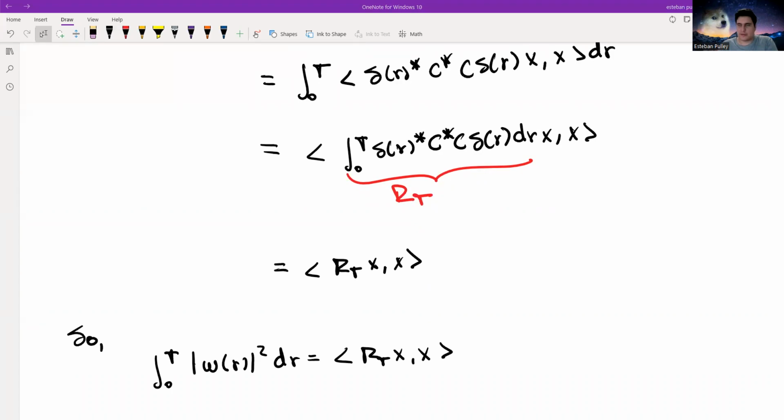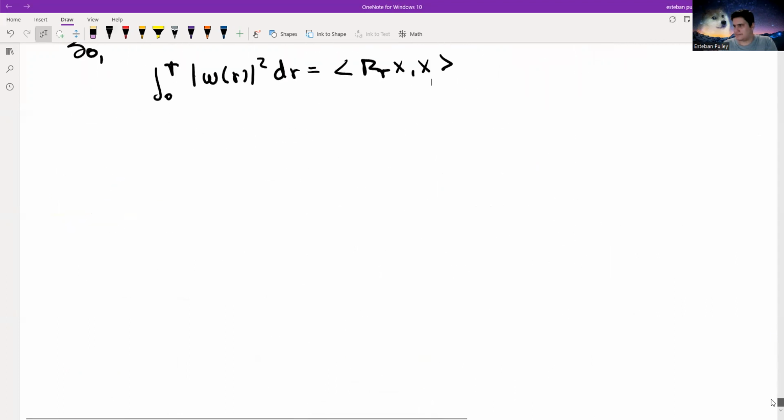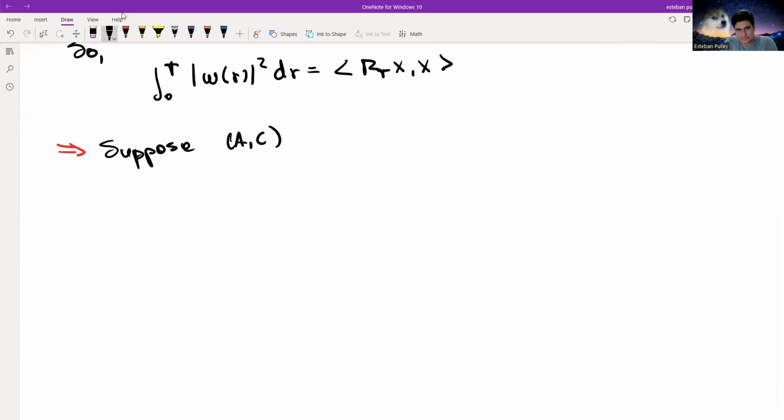Now we prove the theorem. The theorem: the system (A, C) is observable at a given time t if and only if the matrix R_T is non-singular for arbitrary t greater than 0. Okay. So, in the direct way, suppose (A, C) is observable.